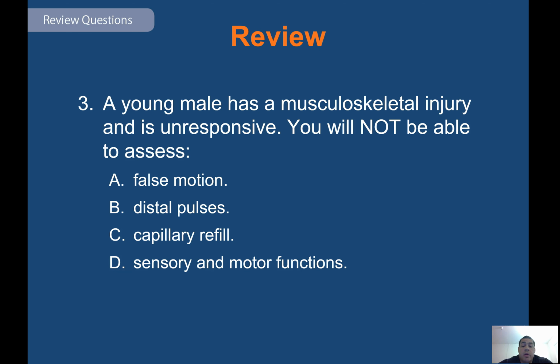A young male has a musculoskeletal injury and is unresponsive. You will not be able to assess... Remember, you're checking CSM when you're splinting. What can you not check when you're doing CSM?